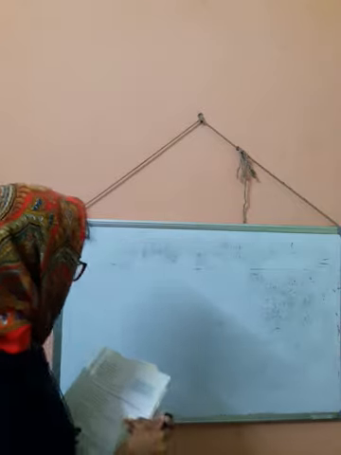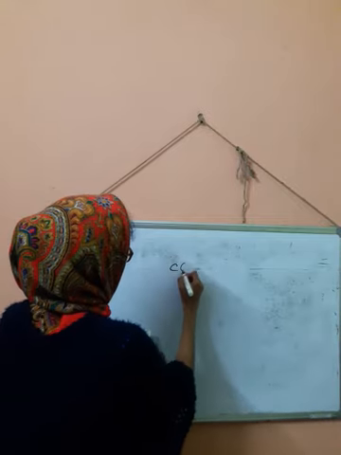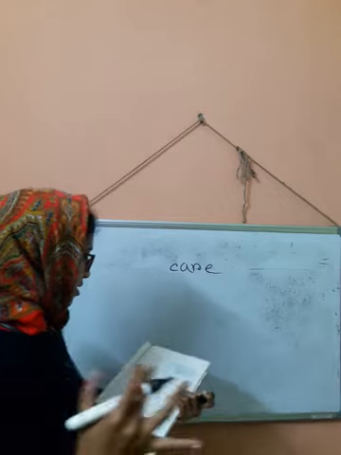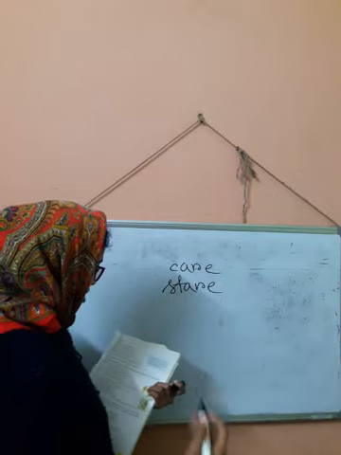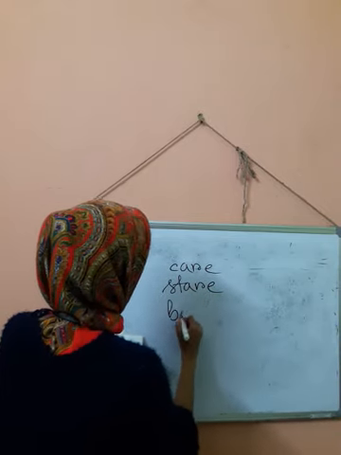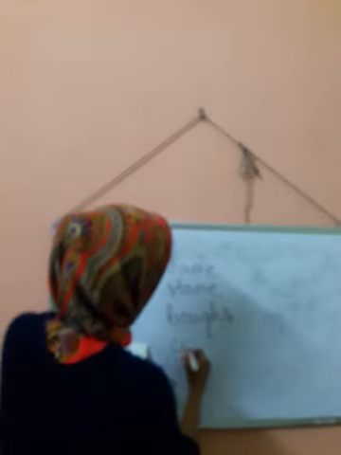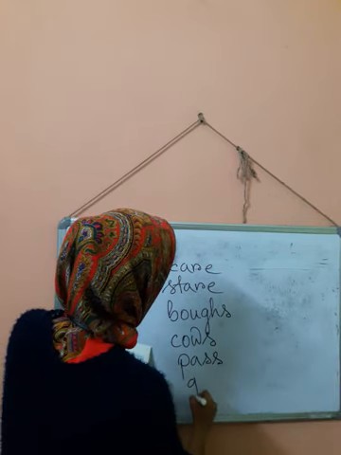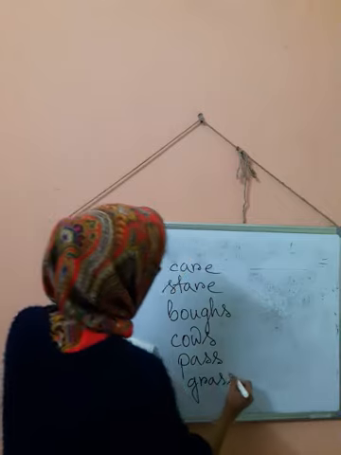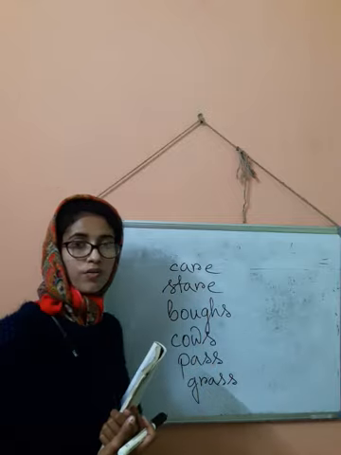Okay, let me write down the words for you. So the first line ends with the word care. The second line ends with the word stare. After that, bows. After that, cows. After that, pass. Again I am repeating that I am taking the last words only because you need to find the correspondence among the last words of each line.